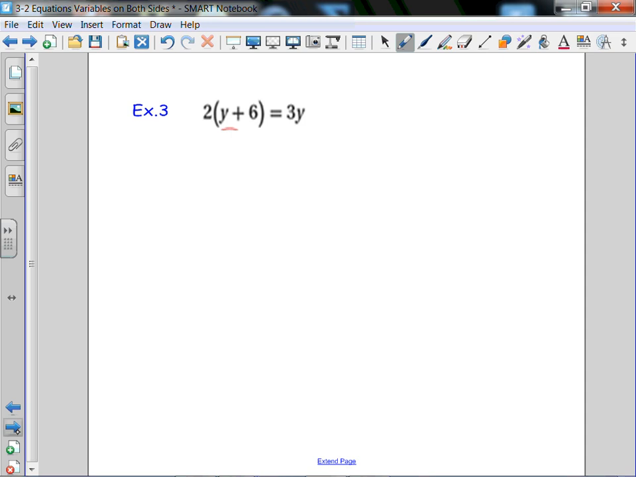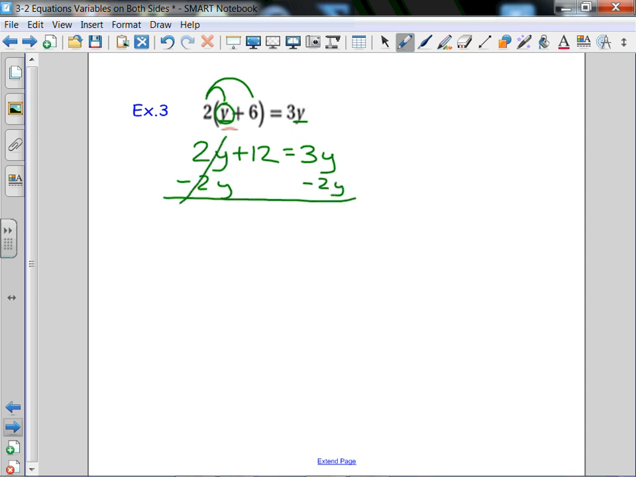Next, example number 3, I have parentheses where I need to distribute the number 2. I have to distribute that 2 because now I have a y on this side and on this side. So before I can do anything with this y right here, I have to distribute the 2. I would then get 2y plus 12 equals 3y. And now it's like a normal equation with variables on both sides. And I can subtract 2y from both sides of the equation and get 12 is equal to 1y, which is the same thing as y equals 12.